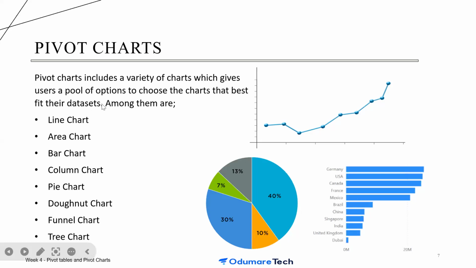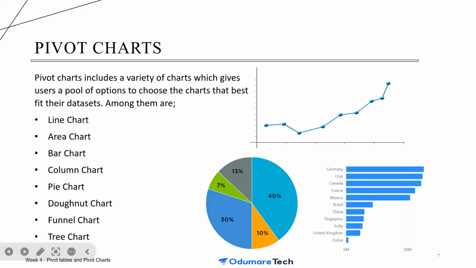If you see, it says it includes a variety of charts, which gives users a pool of options to choose the chart that best fits their data set. Among them are line charts, area charts, bar charts, column charts, pie charts, donut charts, funnel charts, and tree charts. There are advanced charts that we talked about yesterday, like radar charts and scatter charts. Some of these advanced charts are not suitable for pivot charts, except for the common ones that are already stated here.